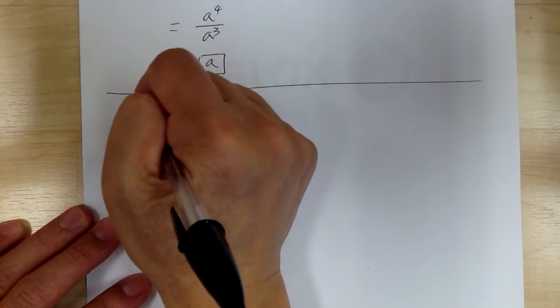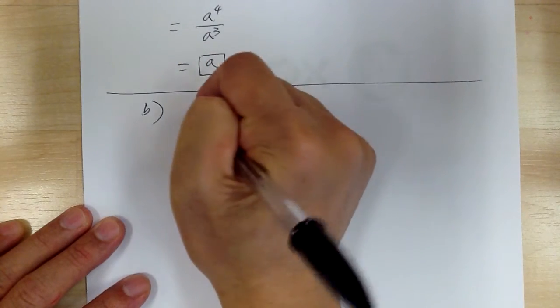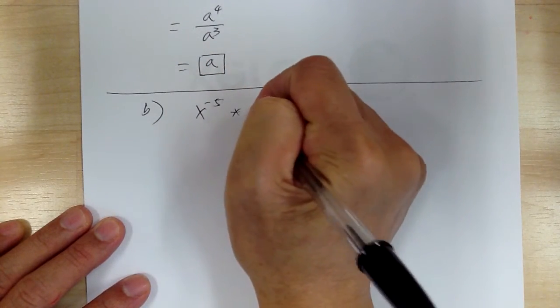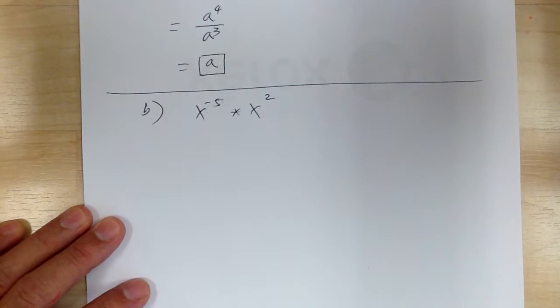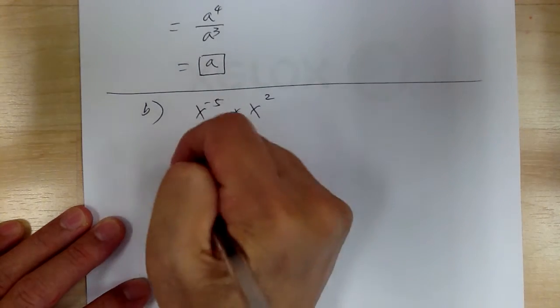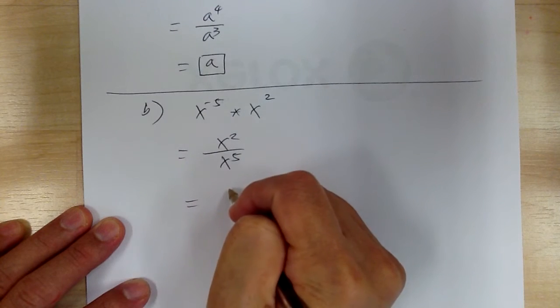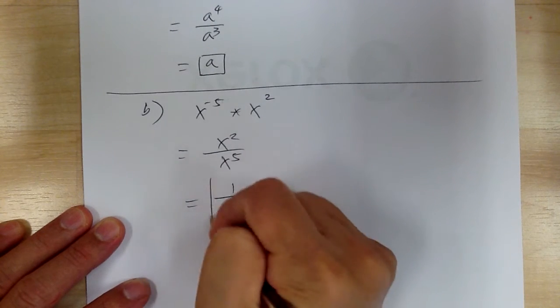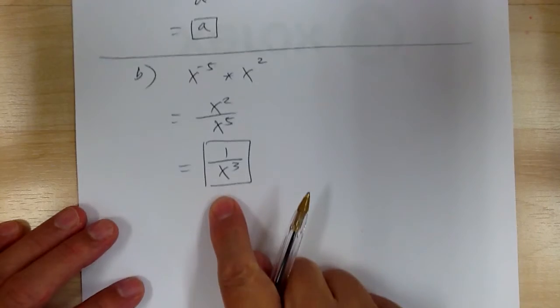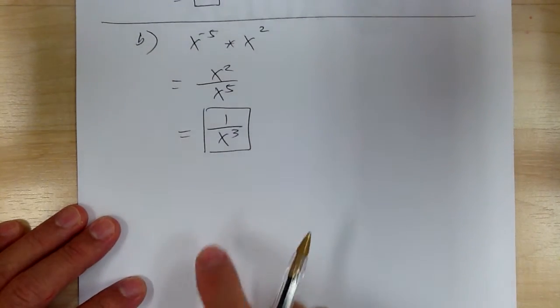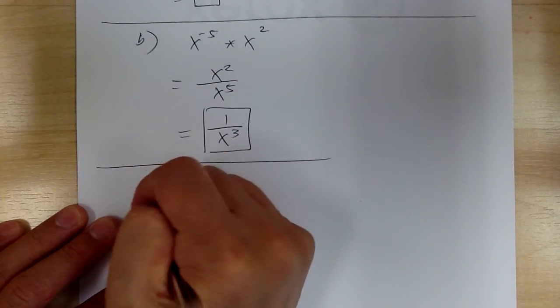Okay. So b, you have x to the negative 5 times x to the 2. So let's flip this over. So this is equal to x to the 2 over x to the 5. And so this will be equal to 1 over x to the 3. Okay, so this method is less likely to make a mistake. So let's do it this way. Okay, let's go to C.